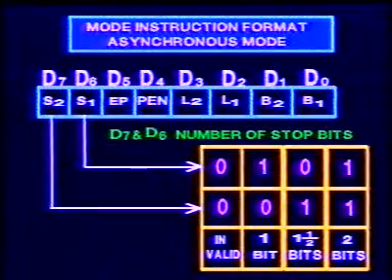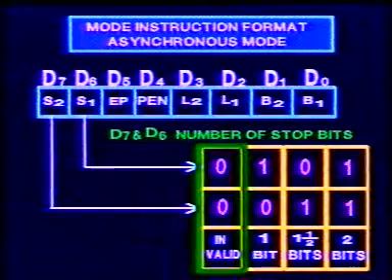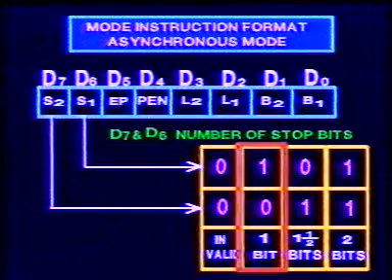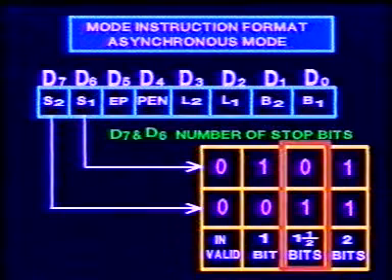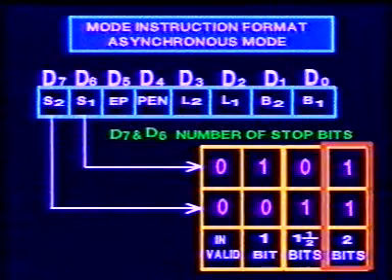D7 and D6 represent the number of stop bits. When D7 is 0 and D6 is 0, it is invalid. 01 indicates 1 stop bit. 10 indicates 1.5 stop bits. 11 indicates 2 stop bits.